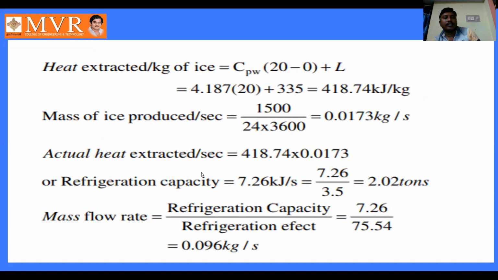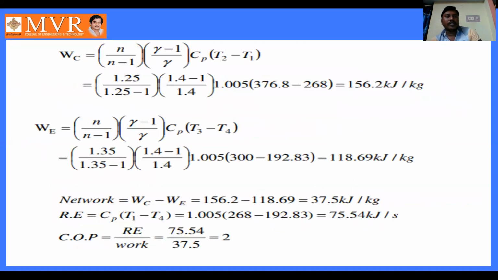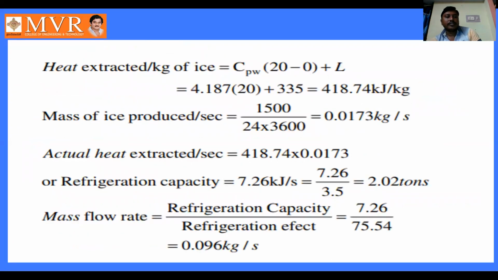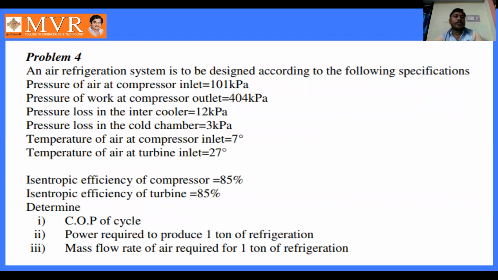See, the refrigeration capacity, meaning the refrigeration effect of the plant, is equal to 7.26 kilojoule per second. Hence, the 3 has been solved here in this problem. And coming to the next problem, an air refrigeration system is to be designed according to the following specifications.